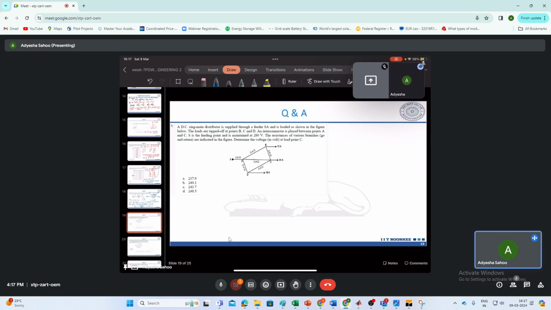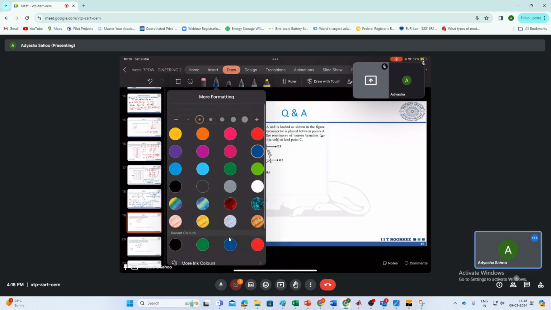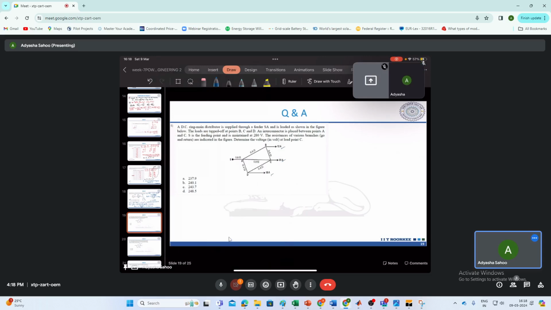Okay, let's move on now. So fifth question. A DC ring main distributor is supplied through a feeder SA and is loaded as shown in the figure below. The loads are tapped off at points B, C, D. Interconnector is placed between A and C, and S is the feeding point maintained at 280 volt. The resistances are given. Determine voltage at load point C.